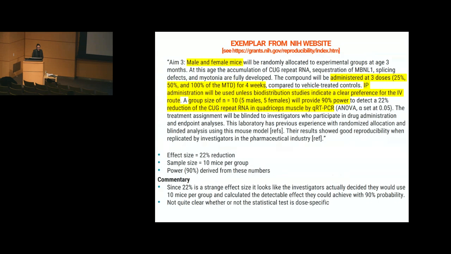So here they report the effect size, 22% reduction in this outcome, CUG, sample size of 10 mice, power 90%. So this is, relatively speaking, a well-written justification and description, but somebody could argue that 22% is a strange effect size. So sometimes this comes from the fact that you first select the sample size, 10, and you fix the power, 90%, and then you find this effect size. For human studies, for sure, you have to cite other pilot studies or other type of studies, maybe preclinical studies, to justify why you selected that treatment effect or why you selected the historical control and why you think you're expecting a 30 or 50% improvement.